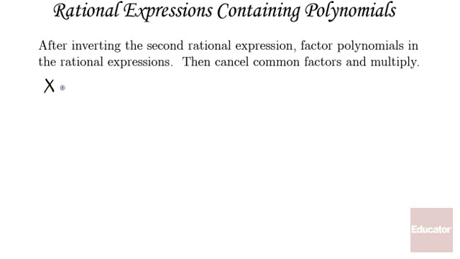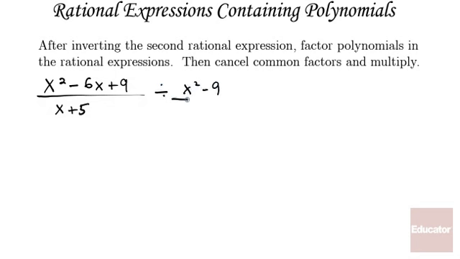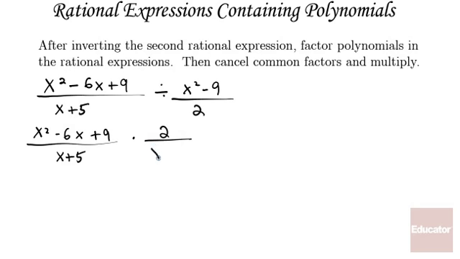For example, if you have an x squared minus 6x plus 9 rational expression, divided by x plus 5, divided by x squared minus 9 divided by 2. First step, invert the second rational expression. So this first expression remains unchanged. Multiply by the reciprocal of the second expression, which is 2 over x squared minus 9. Now, factor the polynomials in the rational expressions.